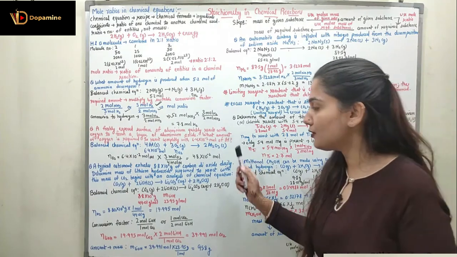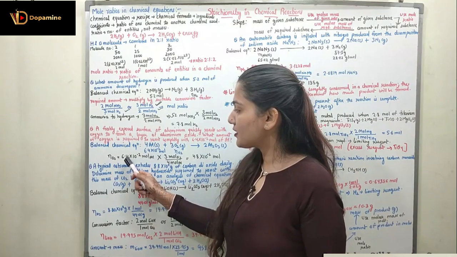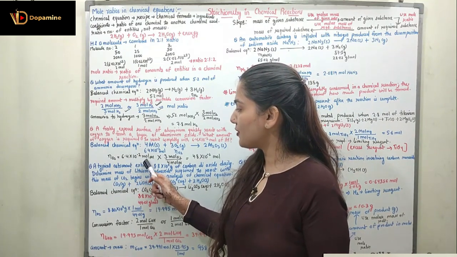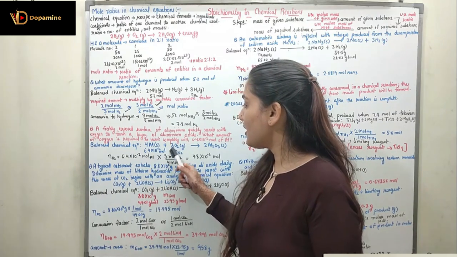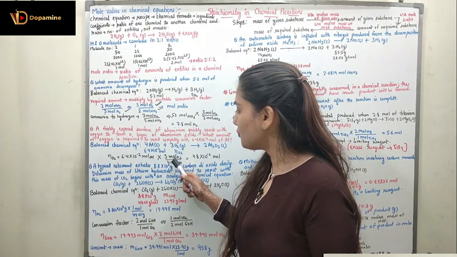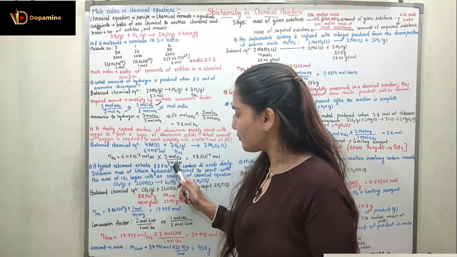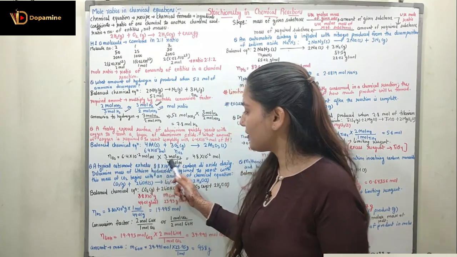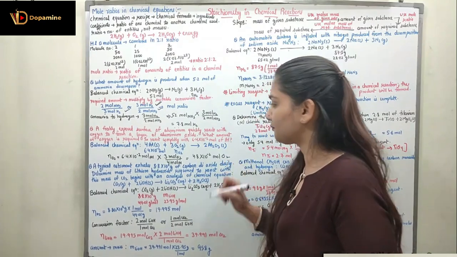Now you need to know how we are finding the conversion factor. Here 6.4 into 10 raised to power minus 2 is the mole of aluminium, right? So you can write the mole of aluminium over here. Here we have 3 times the moles of O2, you can write it over here, and 4 times the mole of aluminium, you can write it over here. So the mole of aluminium will get cancelled out and we are left with the mole of O2.